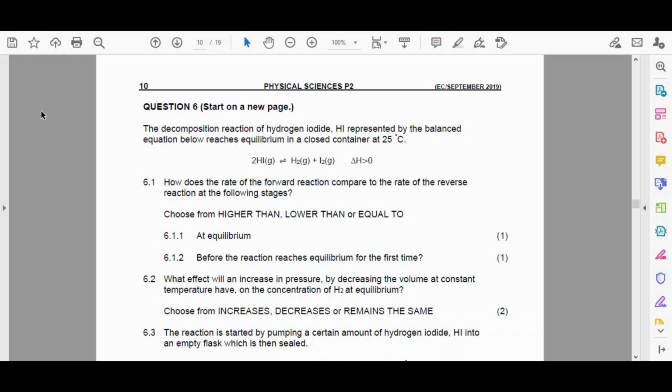G'day grade 12s, we are looking at the September 2019 EC mock exam for grade 12, paper 2. This is a chemistry paper. We're going to start by looking at question 6 here.